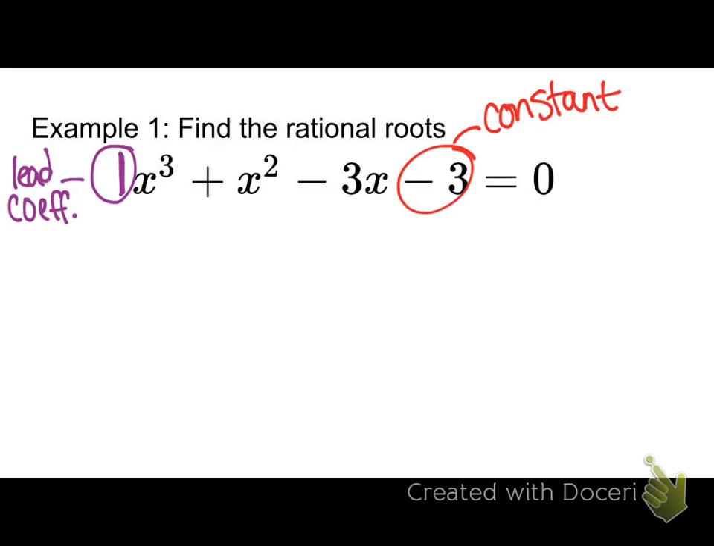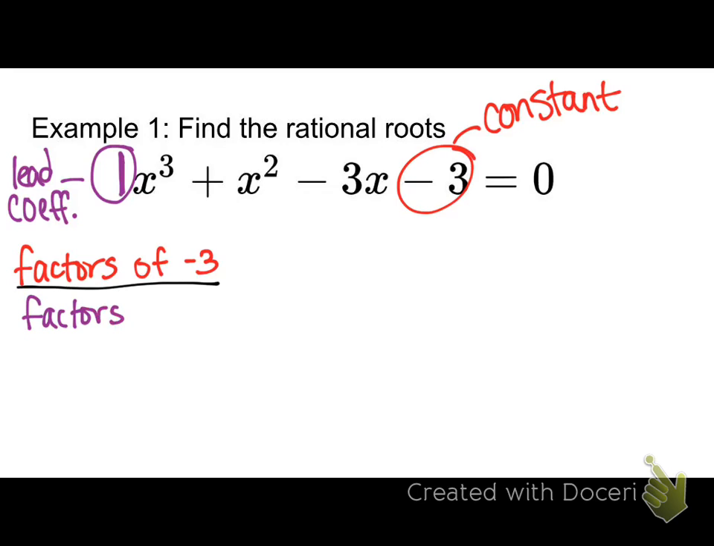Okay, so to find the possible rational roots, notice on the last slide it said possible, we take the factors of the constant. So in this case, that would be factors of negative 3 over factors of our leading coefficient, which in this case would be 1. So factors of 3 over factors of 1. That means we're going to come up with several different numbers.